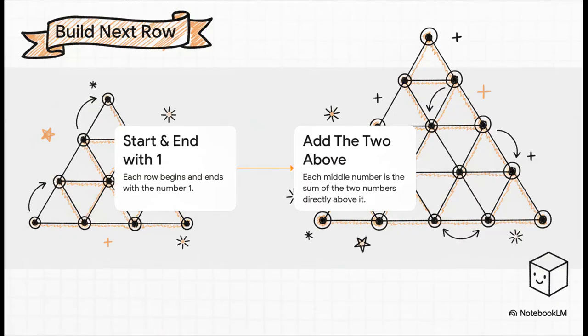And building this thing is like a fun little game. Every new row starts and ends with a 1, always. And to get the numbers in the middle, you just add the two numbers that are directly above it. See on the slide here? 1 plus 3 gives you 4, 3 plus 3 gives you 6, and 3 plus 1 gives you 4 again. See? You can create the next row in literally seconds.